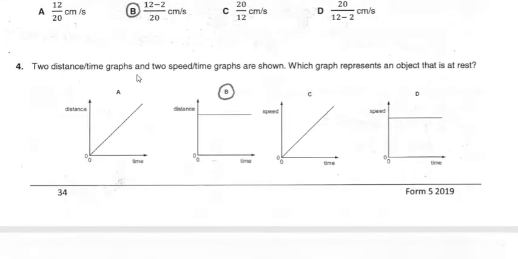Question 4. 2 distance-time graphs and 2 speed-time graphs are shown. Which graph represents an object that's at rest? Well, let's go through them one by one. Graph A shows distance against time, and distance is increasing with time uniformly, so that shows a uniform speed, the thing's moving. C, speed against time, the thing's moving and it's increasing in speed over time, constant acceleration, so that one's definitely not at rest. And D, constant speed with time, again, it's moving forwards at a particular positive non-zero speed, so that's definitely not at rest either.